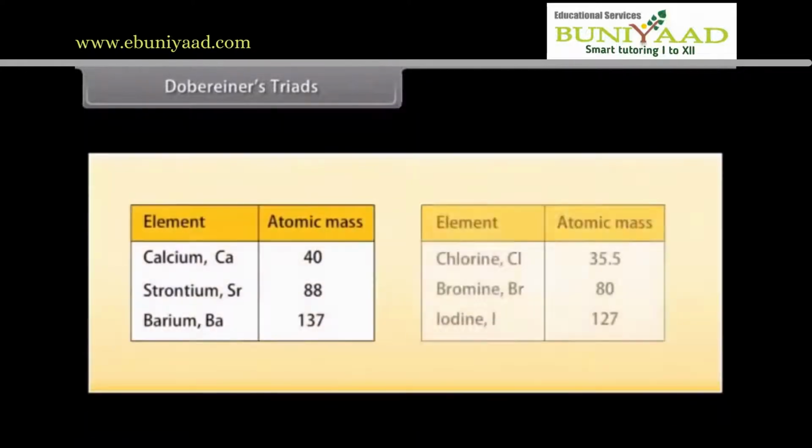For example, in a triad of calcium, Ca 40, strontium, Sr 88, and barium, Ba 137, the mean of the atomic masses of the first and third elements is equal to the atomic mass of the second element. That is, (40 + 137) / 2, which is 88 u.